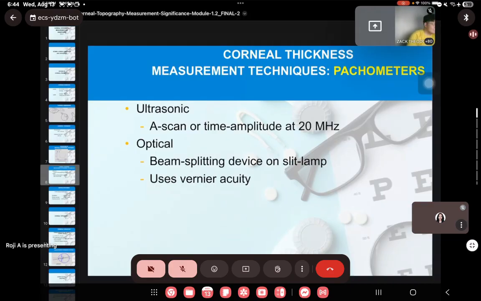Okay. Let's go. Corneal thickness. And this is done using a pachymeter. So you have your ultrasonic, the A scan. We can also understand it by using the beam splitting device on the slit lamp. How thick, right? That's why you can see ABCD when you do your external.